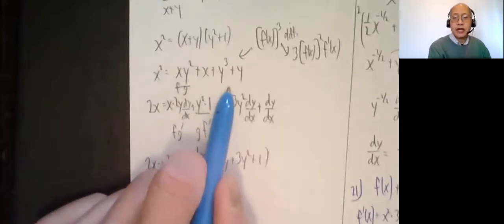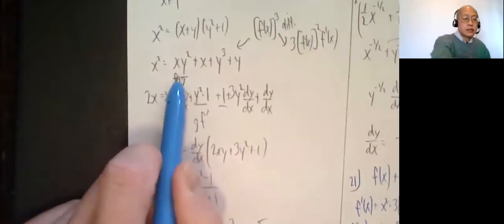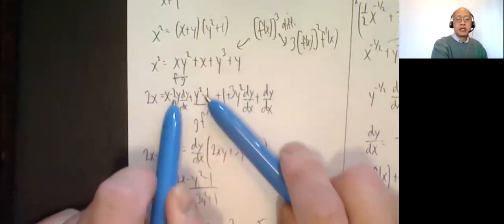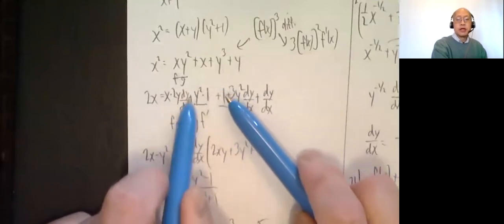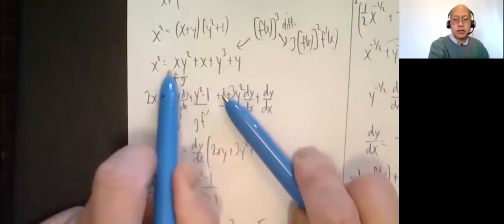All right, then I differentiate implicitly. So the derivative of this is 2x. This looks like it's going to be a product rule. So first times derivative of the second, f g prime. So x times 2y dy/dx, plus g f prime. Second function is y squared, times the derivative of the first, which is one.